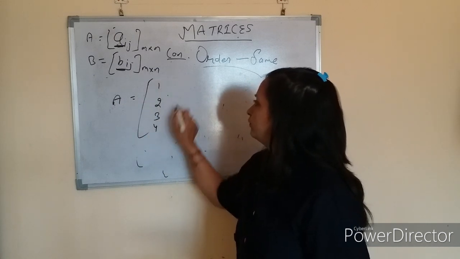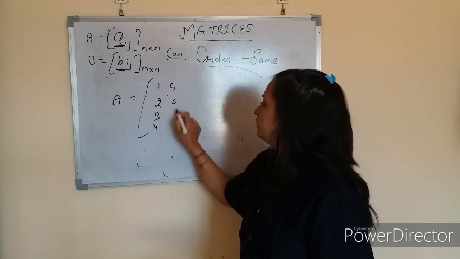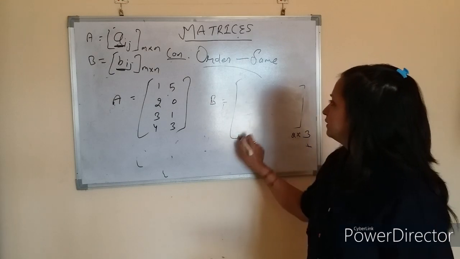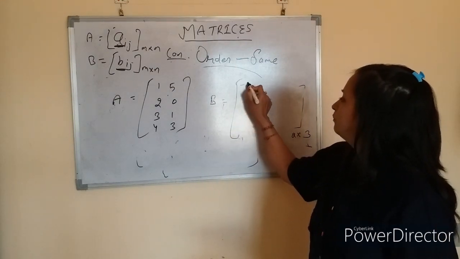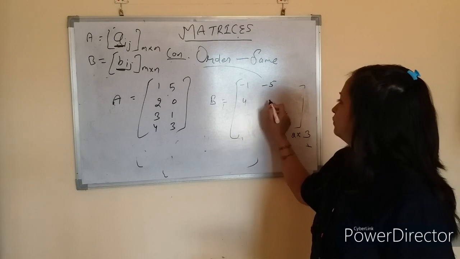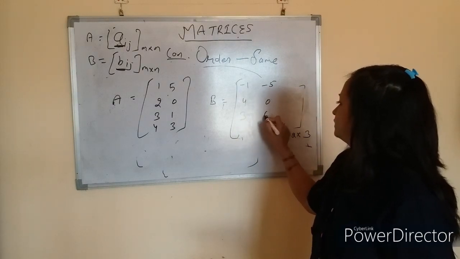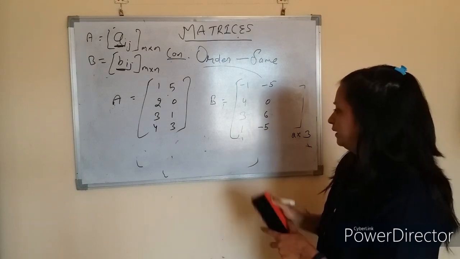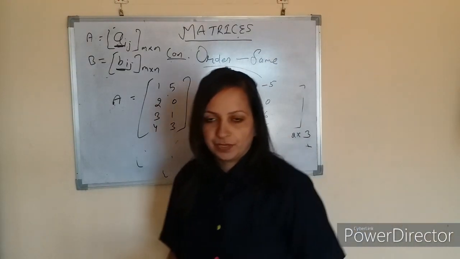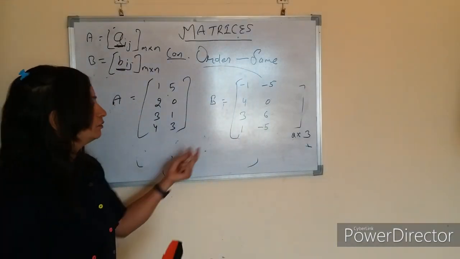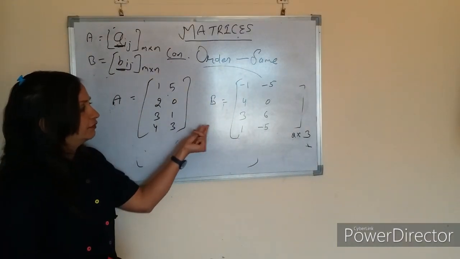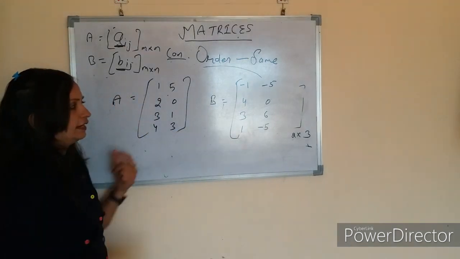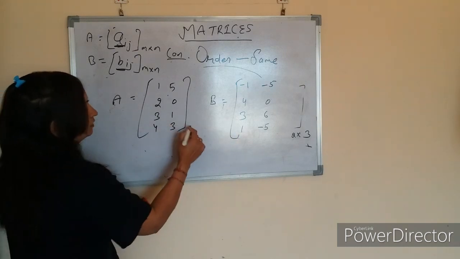So what if I tell you to add 1, 2, 3, 4, 5, 0, 1, 3, and my second matrix is -1, -5, 4, 0, 3, 6, 1 and -5. So here I am taking an example with some negative values. In mathematics you can always see some kind of negative values, so there is no need for confusion.